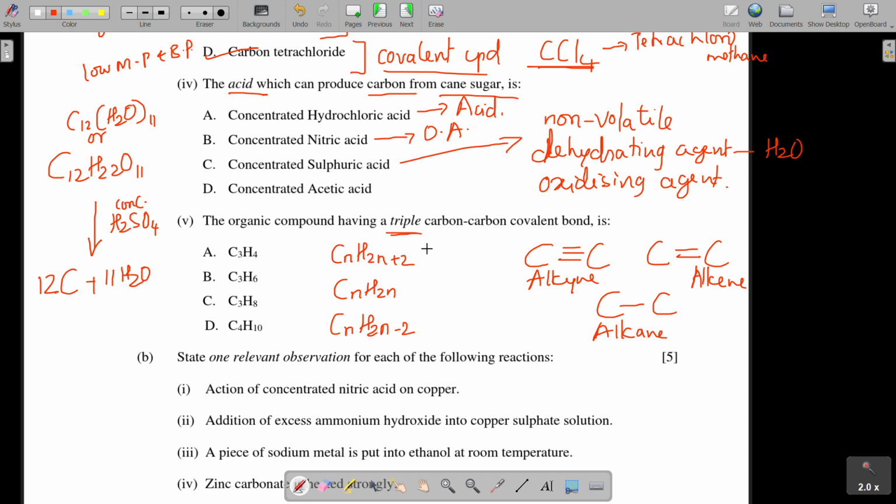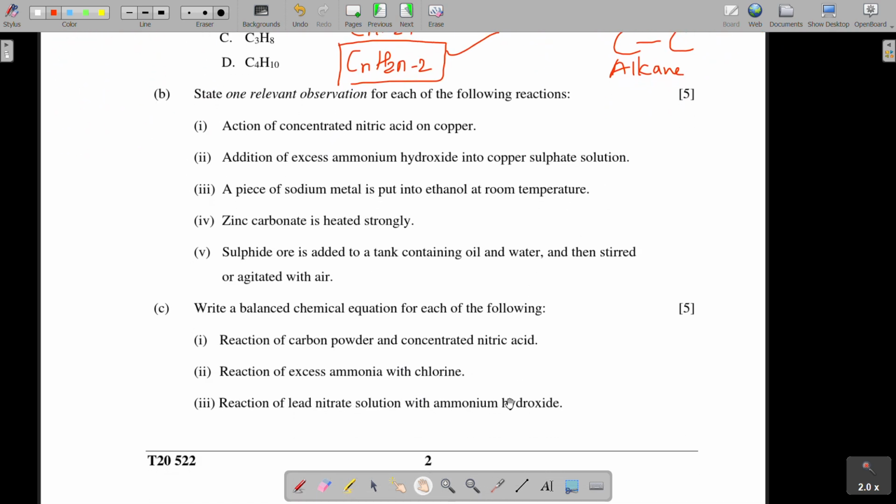So out of these 4 options, which molecule fits into this general formula? That will be the correct answer. If you check C3H4, 3 carbons, so 2 into 3 is 6, minus 2 is 4. Yes, the first one is correct already. If you check, the other options will be wrong. Okay, so this is question number 1. Children, I'm going in detail so that you can understand, or if you forgot some basics, you can remember them or memorize them once again. Okay, let's go to the next question.